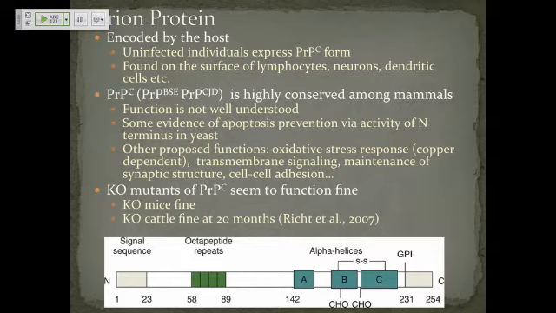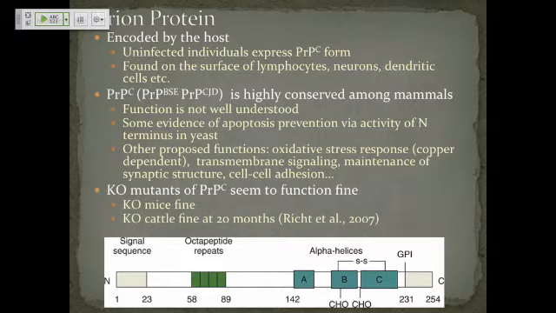There's some evidence that this N-terminus region here plays some role in prevention of apoptosis. There are other proposed functions that you can see here. None of these have been shown to be definite as of now. There are also some knockout organisms of this PrP C form. They seem to function fine. You have knockout mice that function fine. There are actually now knockout cattle that are fine, I guess 7 years ago now. They were fine at 20 months.